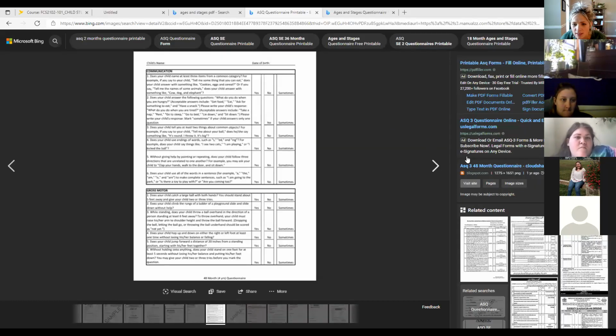Okay, so this is an example of the Ages and Stages questionnaire, and you can see it has different domains of development, communication, and then it just asks some really general questions about development. This is, I think, for 48 months. Does your child name at least 3 items from a common category? For example, if you say, tell me something you can eat, can your child name 3 different types of foods? And then it goes through all these different skill sets.